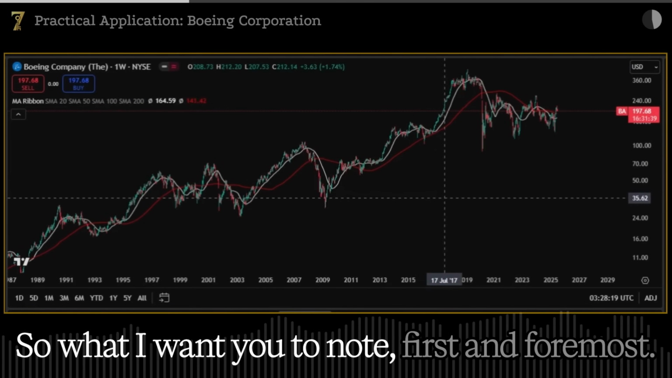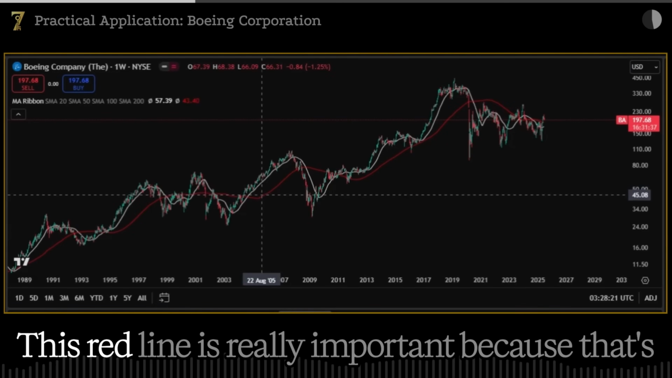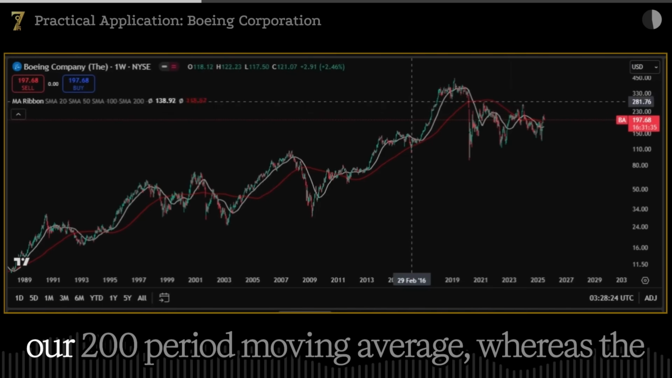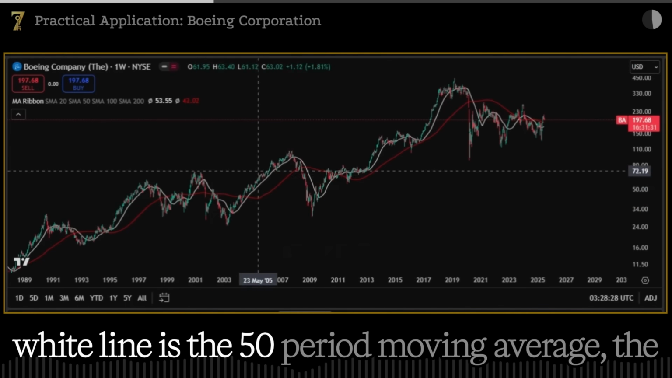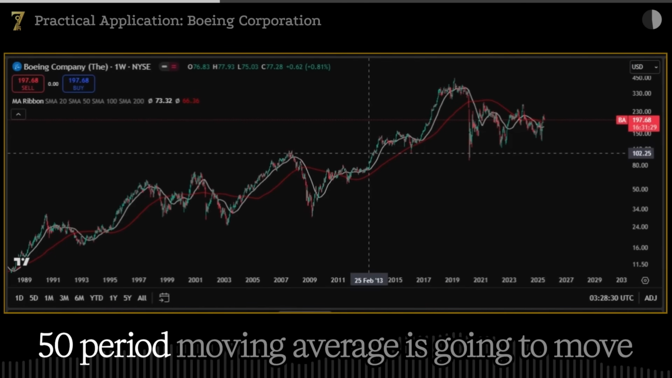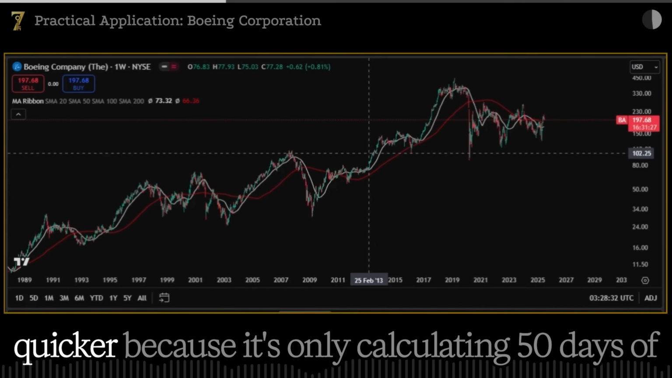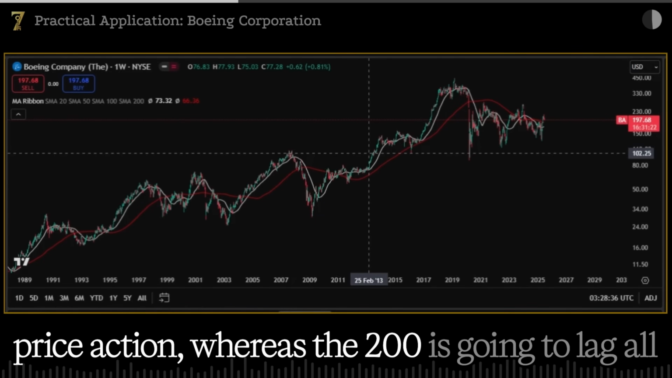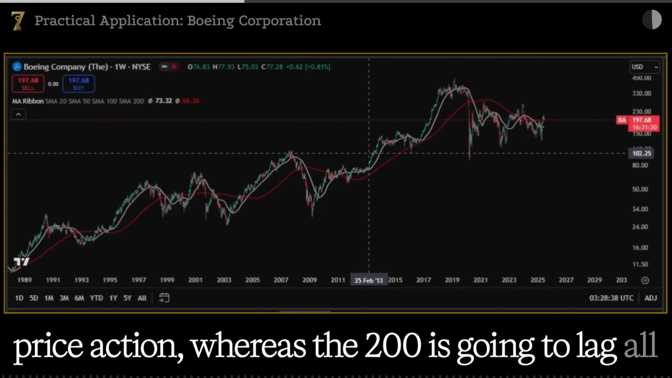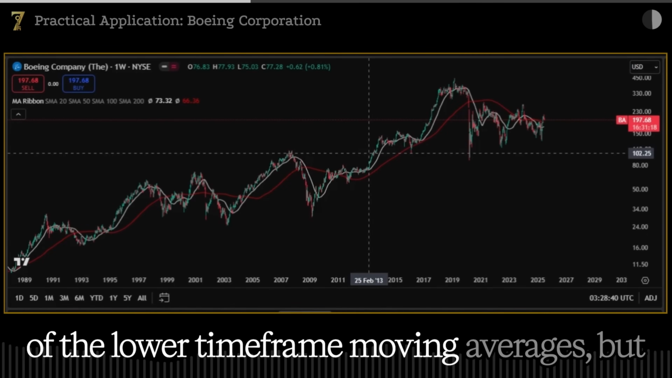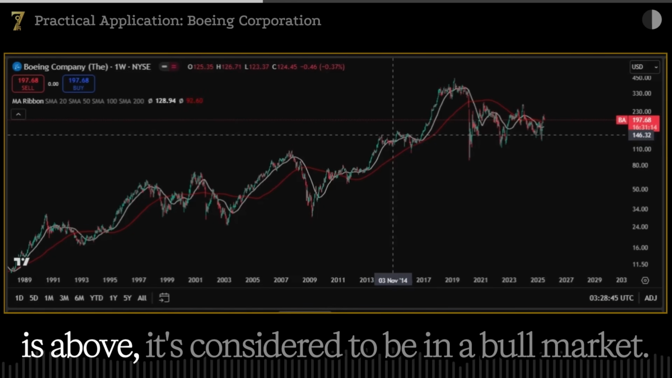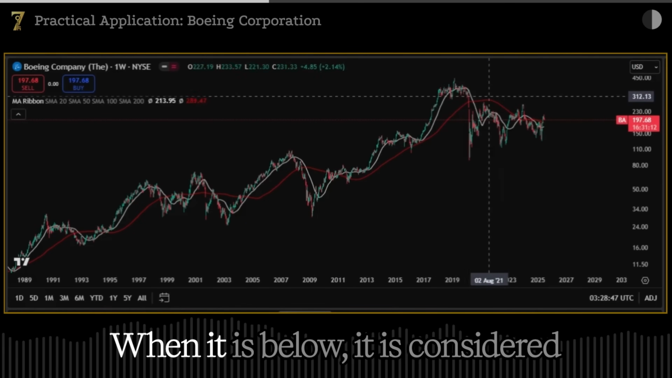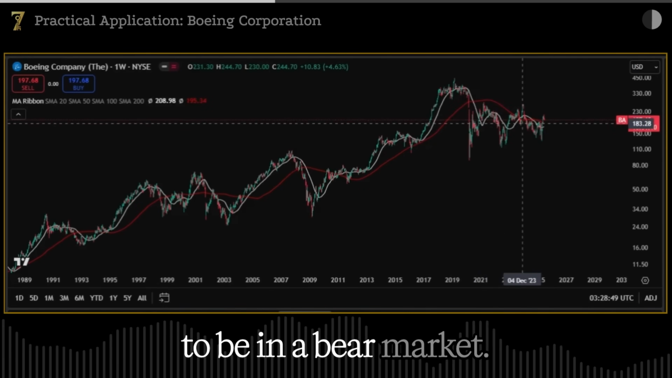So what I want you to know first and foremost is this red line is really important because that's our 200 period moving average, whereas the white line is the 50 period moving average. The 50 period moving average is going to move quicker because it's only calculating 50 days of price action, whereas the 200 is going to lag all of the lower time frame moving averages, but the 200 being most critical because when price is above, it's considered to be in a bull market. When it is below, it is considered to be in a bear market.